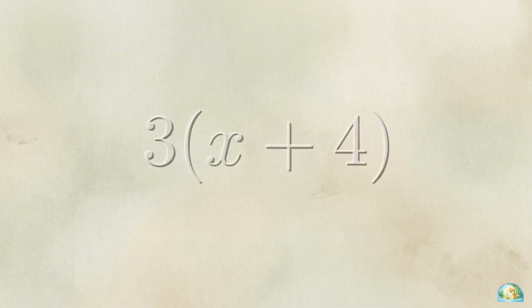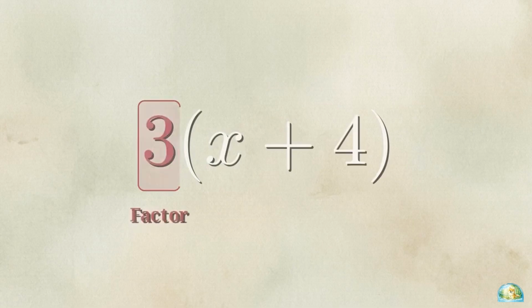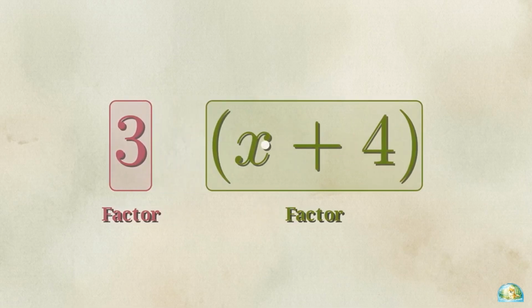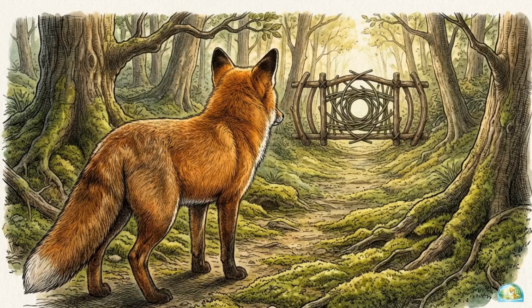The trail now passes through a woven branch gate, displaying the product 3 times the quantity x plus 4. A product is constructed from individual factors multiplied together. In this case, one factor is 3. The other factor is the grouped expression x plus 4. The factors are 3 and the quantity x plus 4. Treating the group as a single factor preserves the relationship between the numbers inside the parentheses.